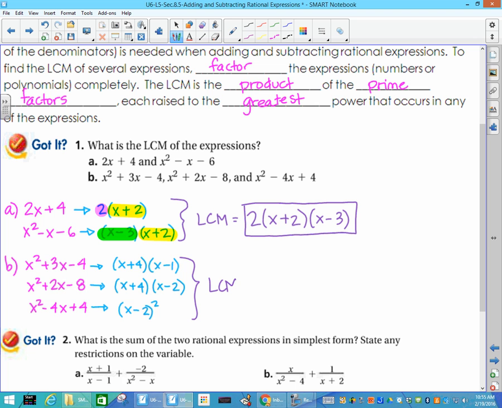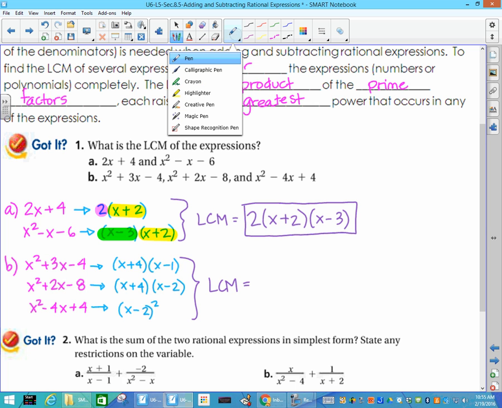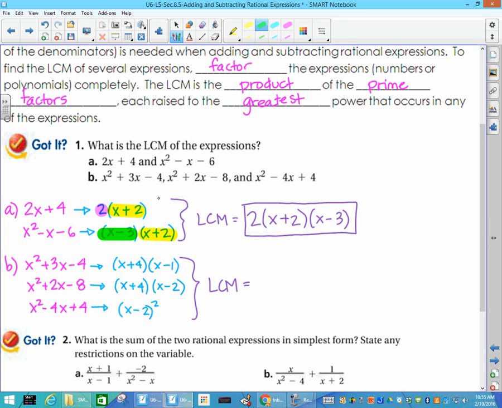Now my LCM, and I'm going to use that highlighter just because I think it helps to see. So I have an x minus 1. I have an x plus 4. And I have an x minus 2. So those are my different factors that I need to see. So I've got to have an x plus 4, an x minus 1, and an x minus 2.